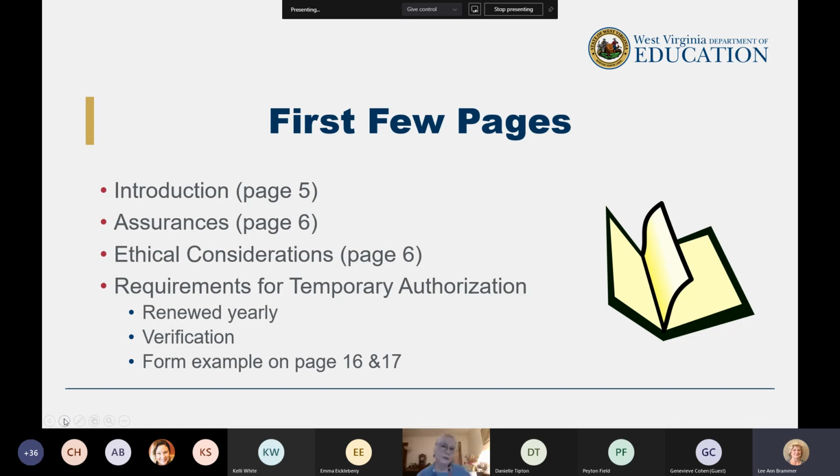It's renewed yearly. And if you were an SLPA last year, Leanne looks at the verification report and the documentation from last year to approve your reauthorization for this year. So make sure that you look at that in the guidance document, where you can see the pages with more information about temporary authorization.